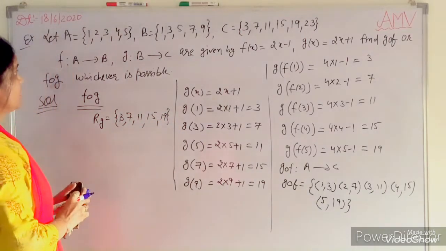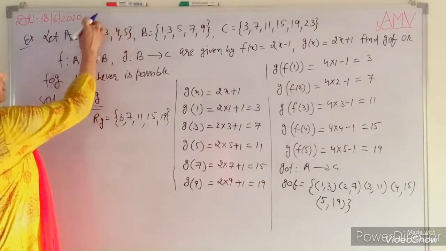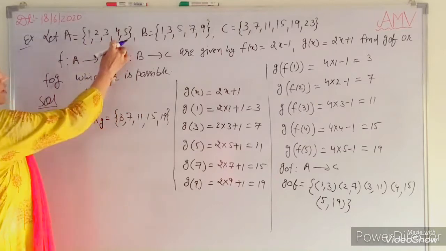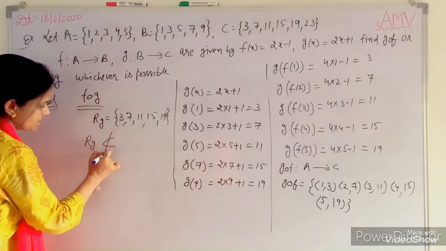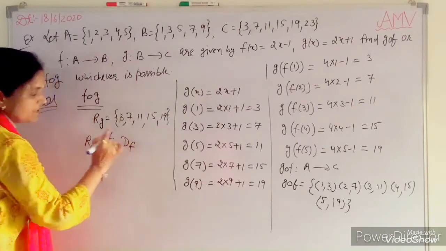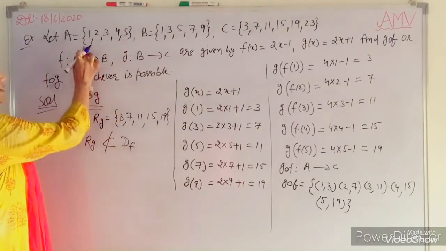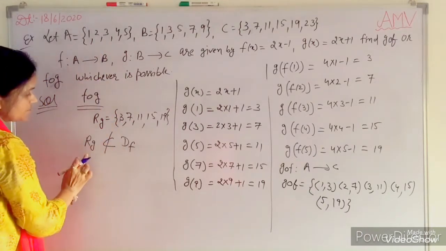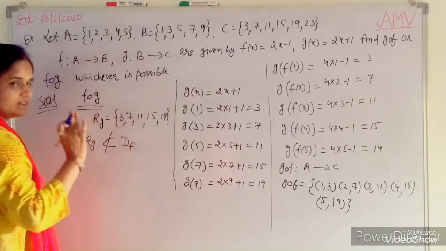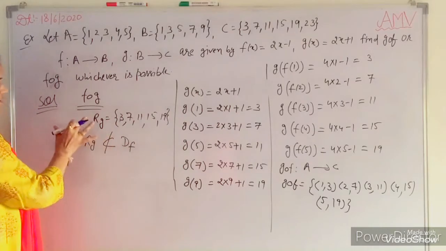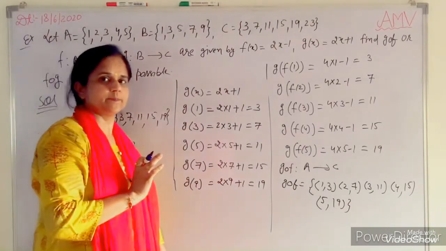Now what is the domain of f? f is from A to B. So here A is 1, 2, 3, 4, 5. The range of g is not a subset of the domain of f, since, student, the domain of f is set A and the range of g is 3, 7, 11, 15 and 19. Hence we cannot find f o g. Okay student?